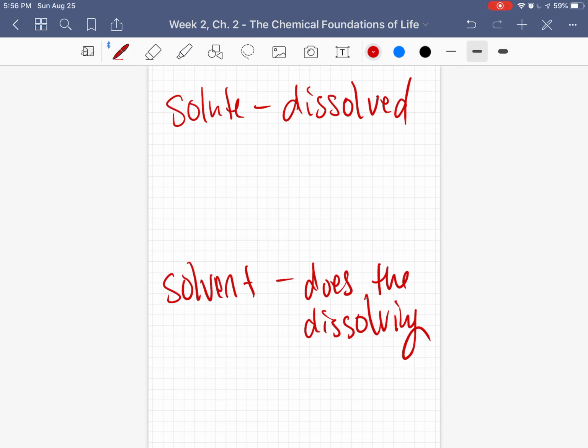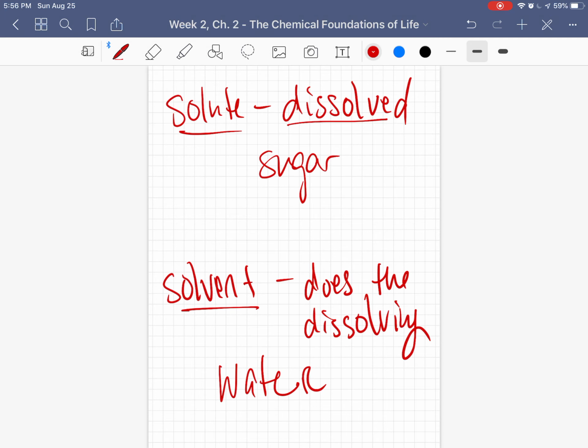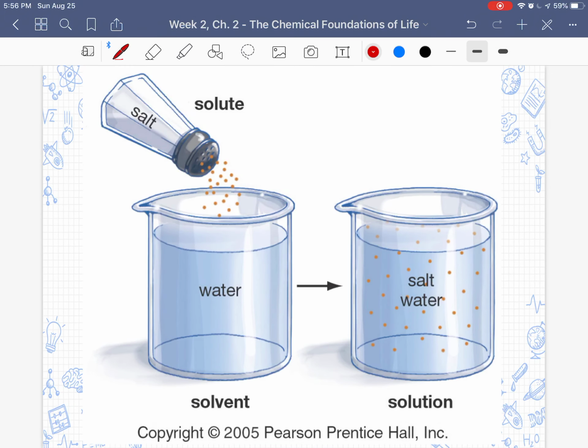So when I am making sweet tea, I am taking water as a solvent, and I am dissolving sugar as a solute. All right? So the sugar is being broken down by that water homogeneously, the same throughout, and I'm forming that solution of that sweet tea. So remember, the solute is being dissolved, the solvent does the dissolving. In this case, we're making salt water. Water is our solvent, and then our solute is salt.